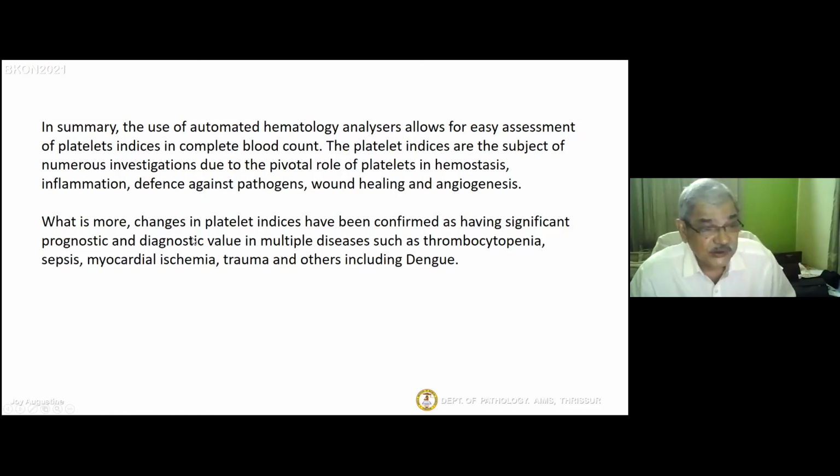What is more, changes in the platelet indices have been confirmed as having significant prognostic and diagnostic value in multiple diseases which have thrombocytopenia as an integral feature, that is sepsis, myocardial ischemia, trauma, and infections. More importantly, dengue fever. Thank you.